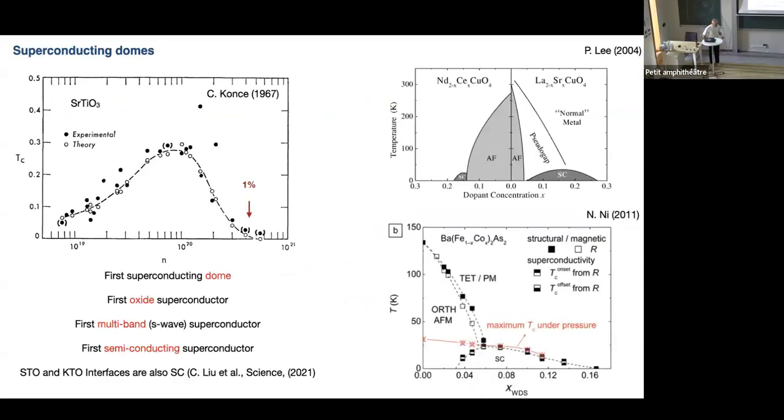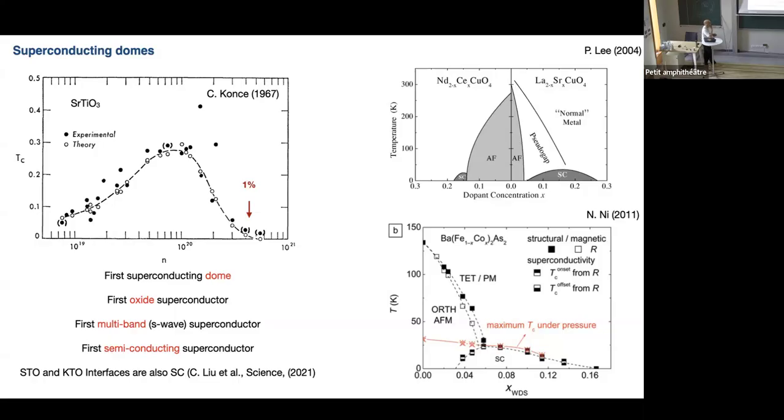Before, we had a lot of discussion about the phase diagram of cuprate. But it turned out that the first superconducting dome identified in history is electron-doped STO. This was discovered in 1967. As a kind of introduction, I just want to compare this dome with two other domes, the case of cuprate here and the case of pnictide.